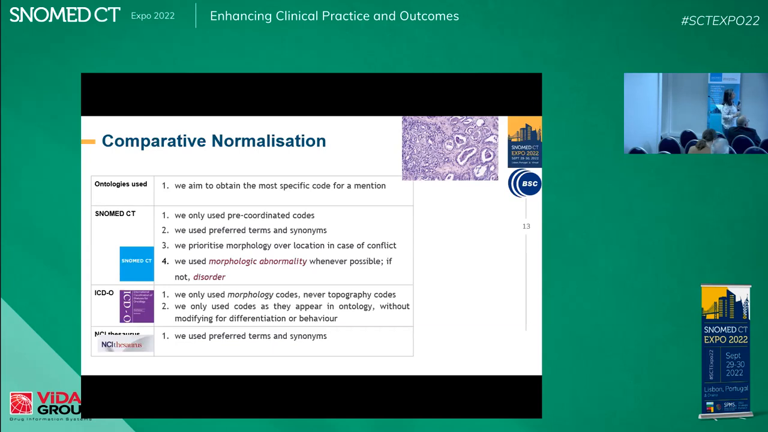So we always aim to obtain the most specific code for the mention. Again, for SNOMED CT, we only use pre-coordinated codes because we want to automatize that. And automatizing the pre-coordinated codes for histopathology of tumors is difficult enough. If you add post-coordination, well, it's still uncharted territory. We use preferred terms and synonyms, and when possible, we use morphologic abnormality. But sometimes, for instance lung cancer, we had only a disorder. But we prioritize morphologic abnormality.